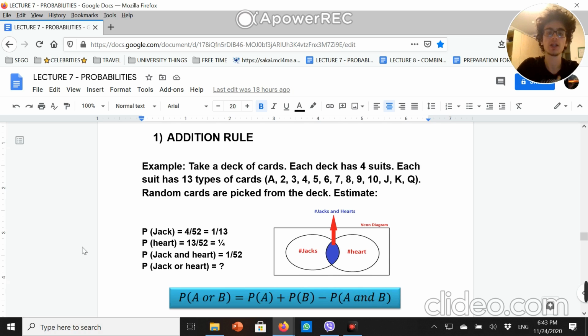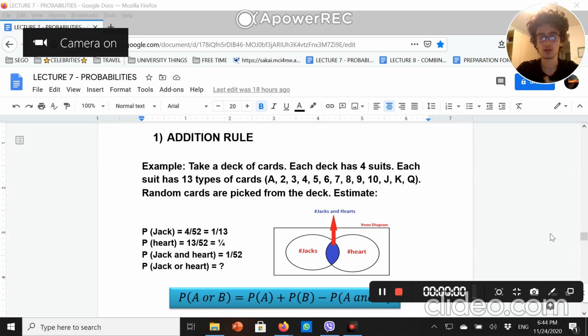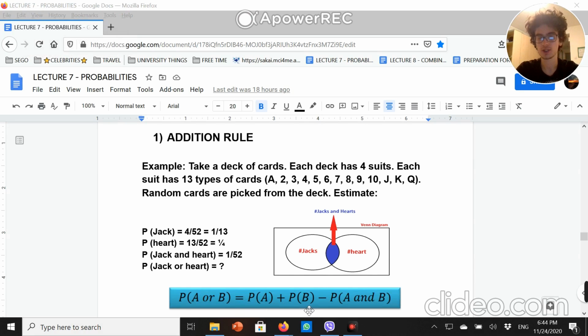Our addition rule formula says the probability of set A or B to occur is equal to the probability of set A plus the probability of set B minus the probability of set A and B. And if you remember what I told you about intersection and union, the probability of set A and B is actually our intersection. Let's represent it in a Venn diagram to make it a bit clearer.